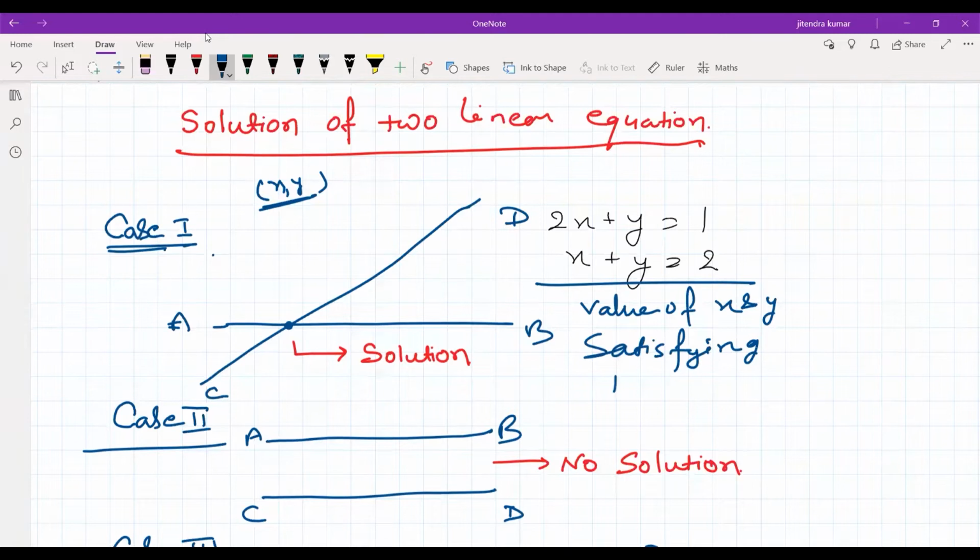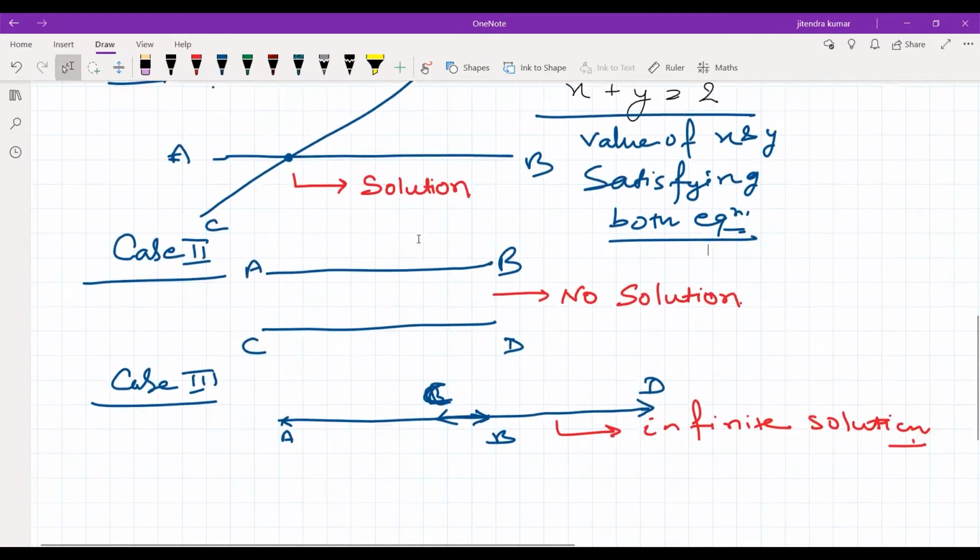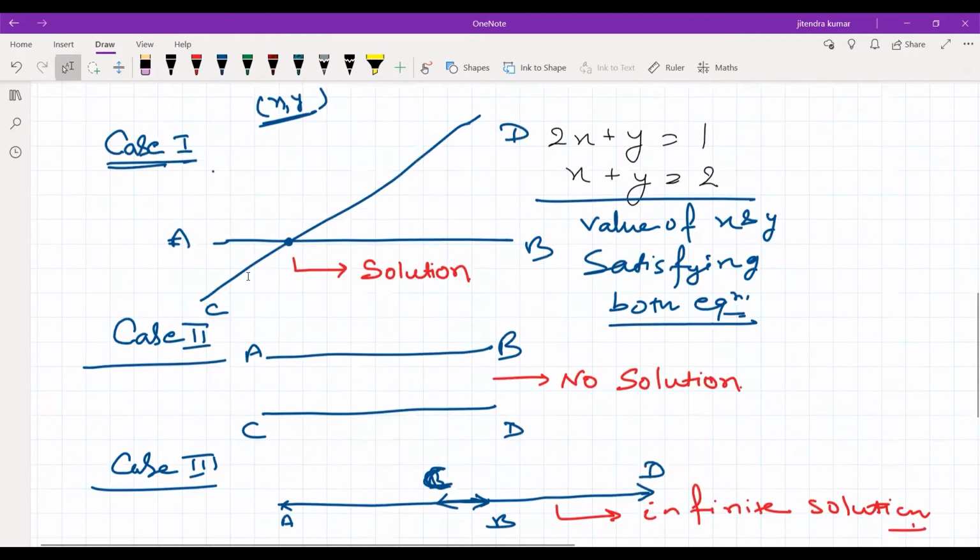Satisfying both equations. Okay, so we have to find such values of x and y. There are different ways to solve these equations, so we have to understand it first graphically. That's why I was just explaining it graphically.